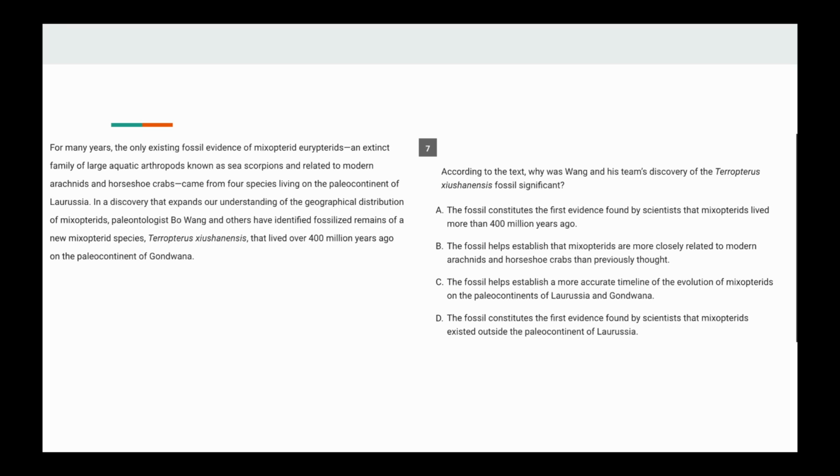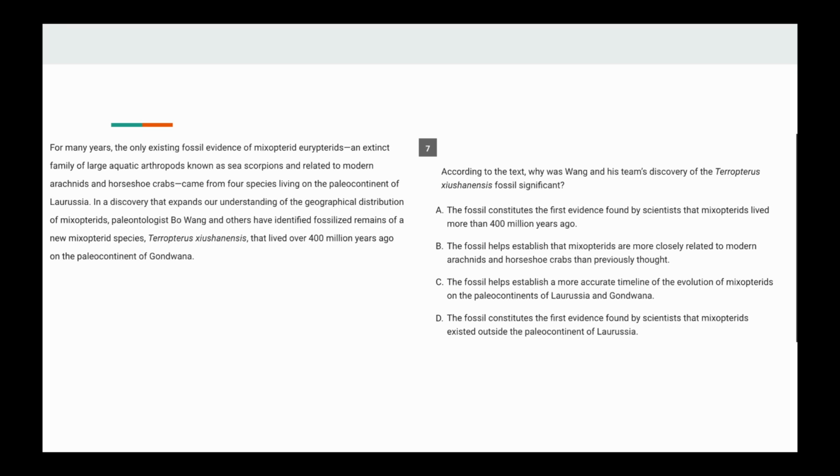B. The fossil helps establish that Mixopterids are more closely related to modern arachnids and horseshoe crabs than previously thought. Okay. Is there anything about the relationship of Mixopterids to modern arachnids in the passage? Like anything about the relationship? Nothing about that in the passage. We can safely eliminate B.